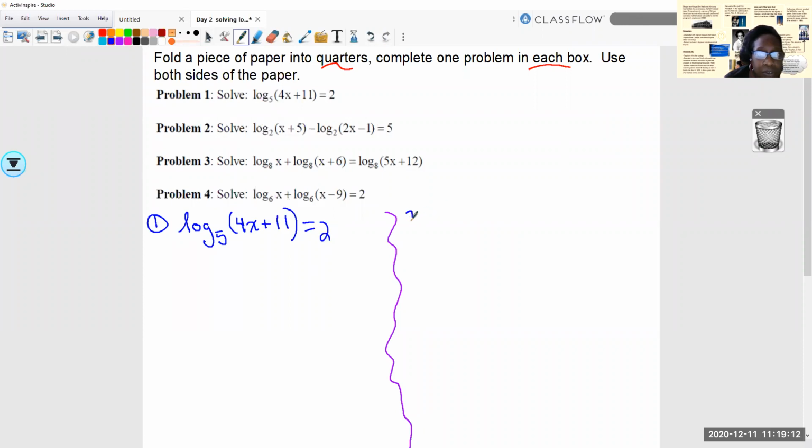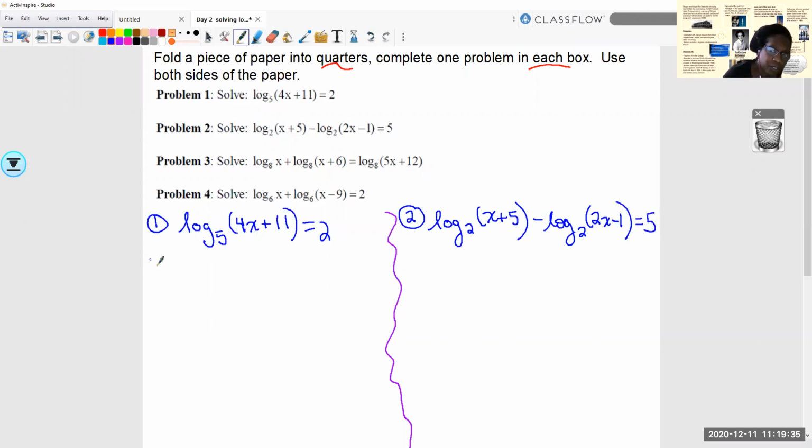Okay, I'm going to do 2 over here. Just copy it down. And this is 2 log base 2, log base 2, 2x minus 1 equals 5. I just made it.